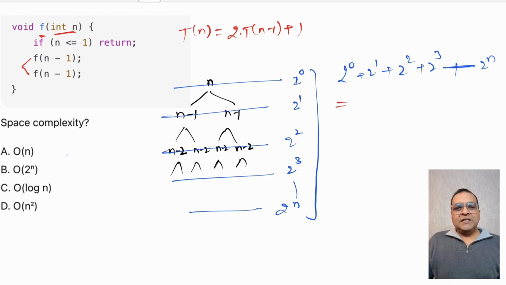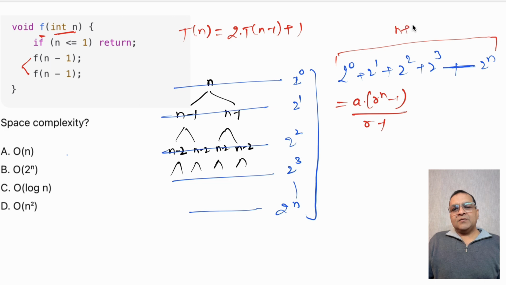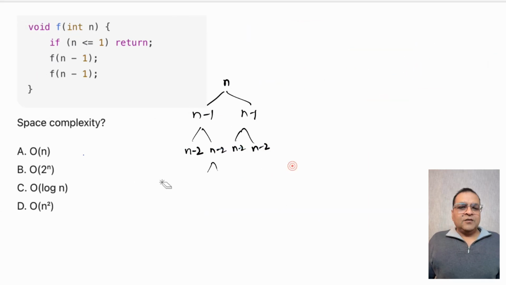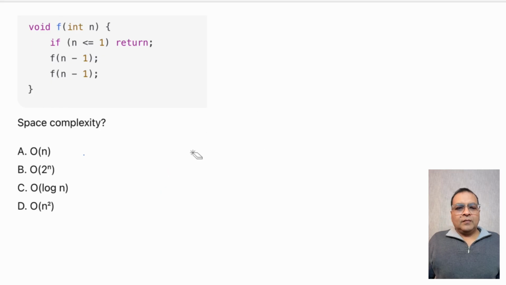We know that the sum of a GP series is equal to a into (r raised to the power n minus 1) divided by (r minus 1). In this case, a is 1, r is 2. And instead of n, we have to use n plus 1 because the total number of terms here are n plus 1. You can do the mathematics and figure out the answer. But the question is not about time complexity. The question is about memory complexity. How much memory are we taking? So let's look at the memory model.